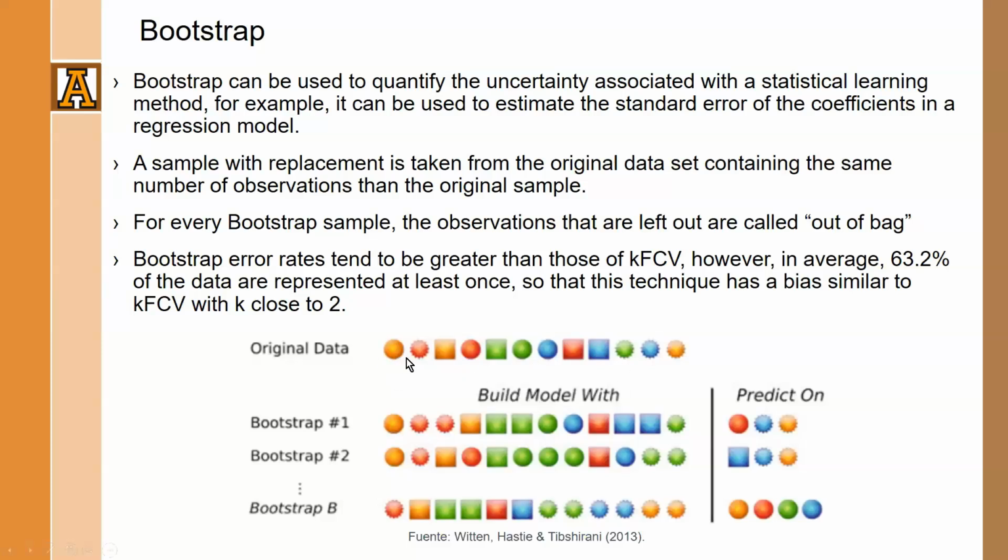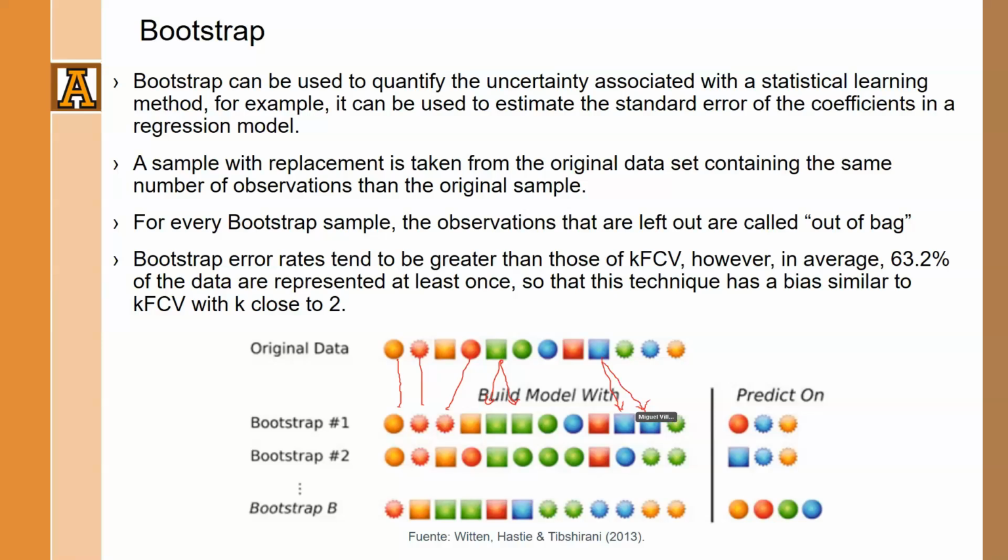This is how it works. This is the original data. In bootstrap sample number 1, we took this observation, this one here, and this one also, and then we have this one 2 times, because it's with replacement.